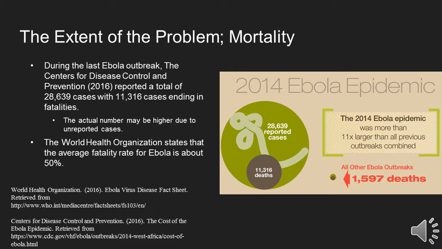of people that had Ebola, the number of current enrolled students at California State University Long Beach is actually 37,430. So the total number of cases of Ebola in 2013 during the last Ebola outbreak was more than half of the total enrollments of California State University Long Beach. The World Health Organization states that the average fatality rate for Ebola is about 50%. So one who contracts Ebola has a 50-50 shot of succumbing to the illness.